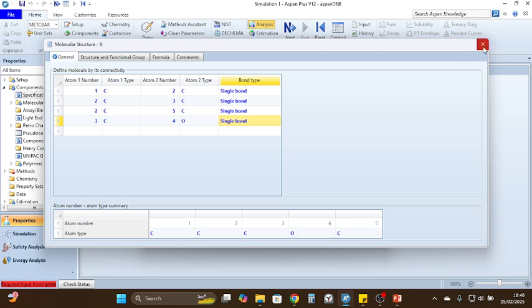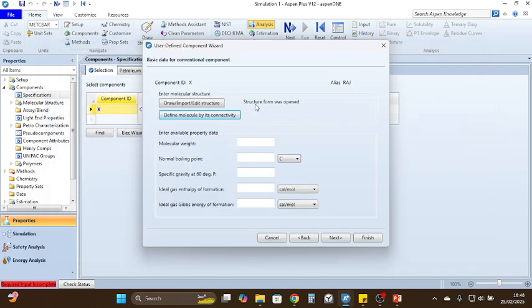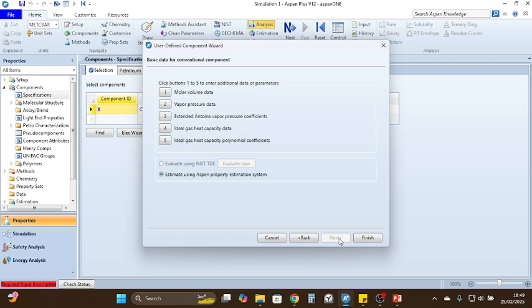Now we are going to close this, so you can see that the structure form was opened. It is better that if we have data for the compound, such as molecular weight, normal boiling point and specific gravity, we should give it over here. Since we don't have it, we are going to make Aspen do the calculation. So we are going to click on Next.